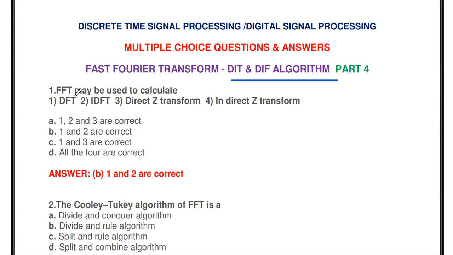The first question: FFT may be used to calculate DFT, IDFT. IDFT means inverse DFT. FFT may be used to calculate the DFT of the given sequence and the IDFT of the given capital X of K. Using FFT, we can't find the Z transform and inverse Z transform. So 1 and 2 are the correct answer.